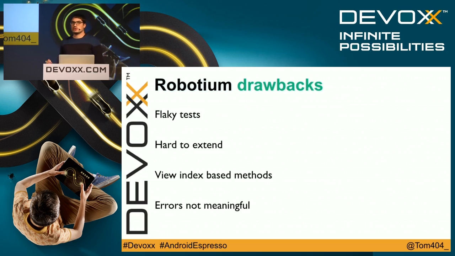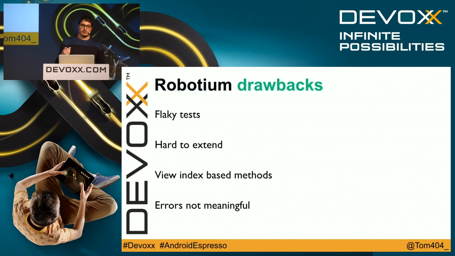And the view index-based methods. So if you use Robotium, you must avoid to use this kind of methods because it's too easy to break them. Because if you rely on this kind of methods, just by adding a button on the screen, your tests are going to fail because the index of this button has changed.